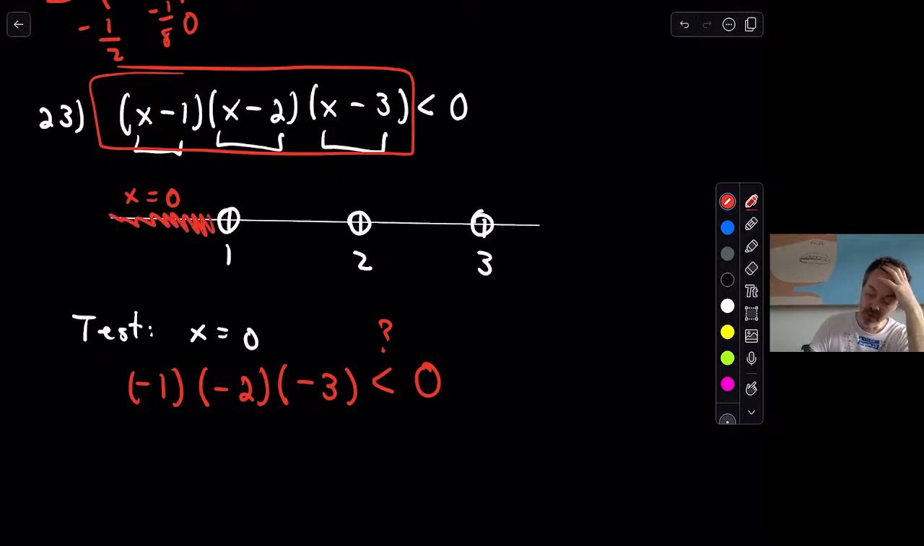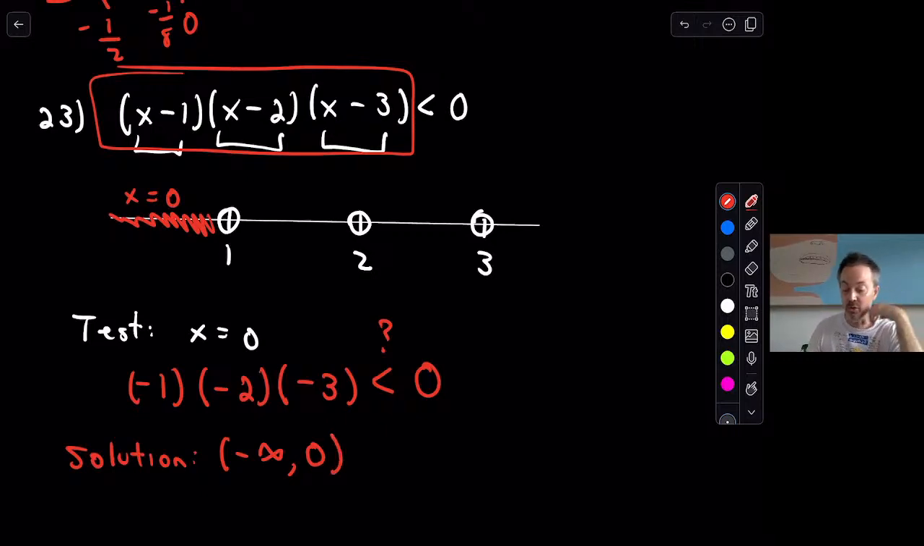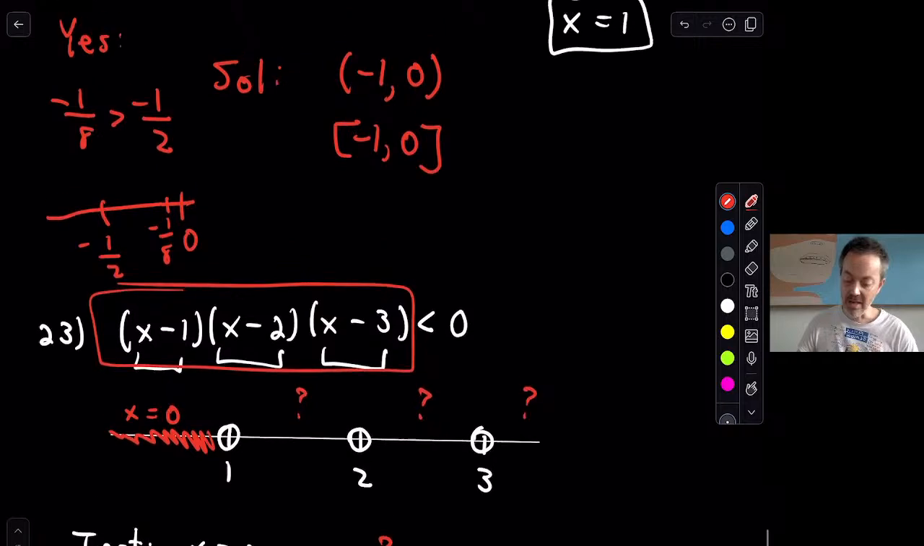A negative is certainly less than 0. That works. Apple, I see your question. One second. So I know from negative infinity to 0 is going to be included. And I'm sure there's some other stuff as well. So I'll let you think about that. Again, you could test the next interval and the next interval and the next interval.